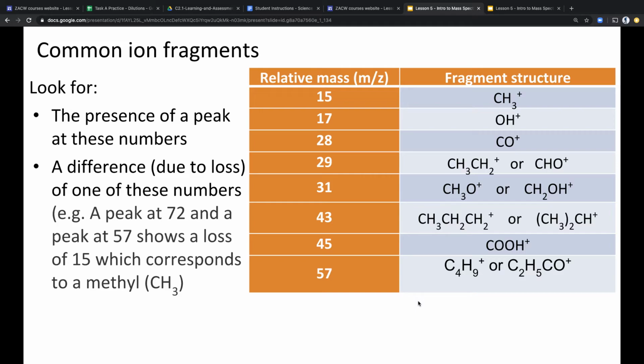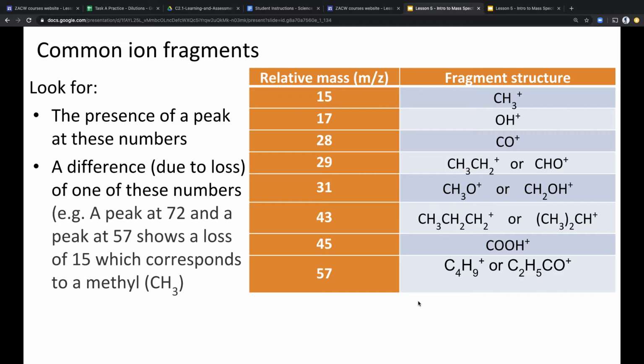Okay, so looking at the sheet here, look at the fragment. There's a picture of the fragment that causes the different molecular mass peaks. So at 15, we see it's a methyl group. Again, you see that the positive charge is there to remind you that it's ionized fragments with the charge that we're detecting, not the neutral fragments.